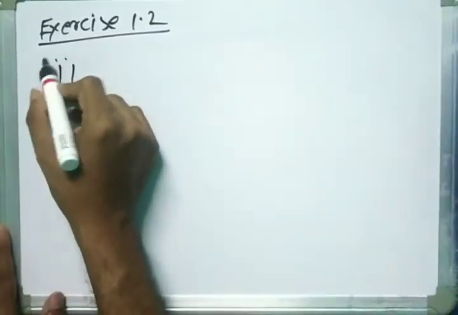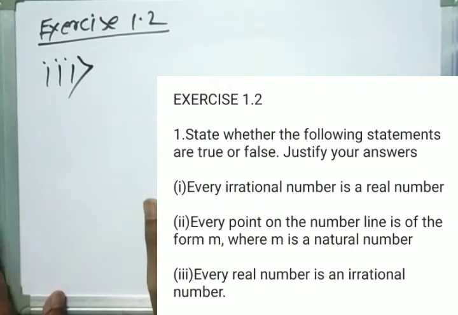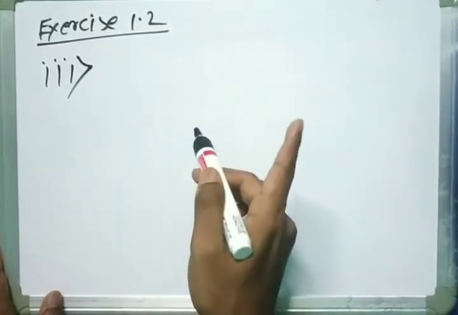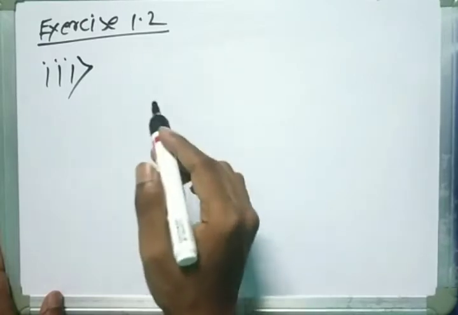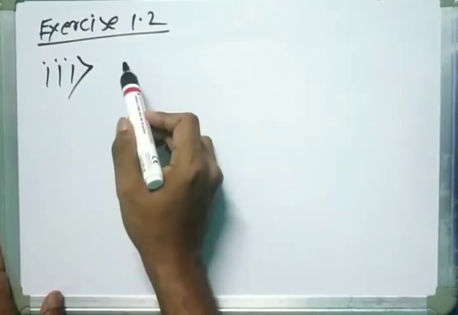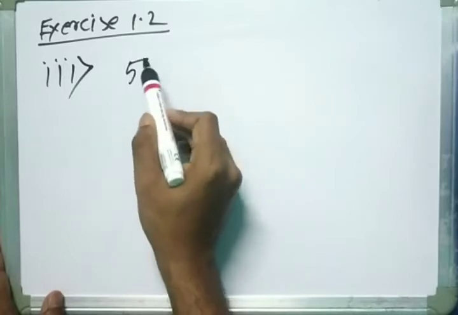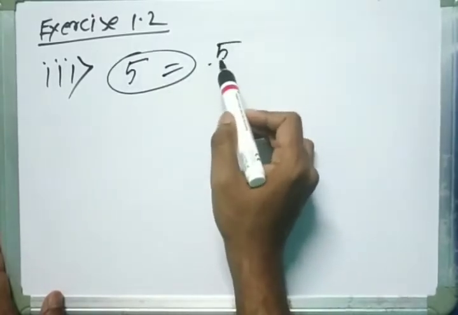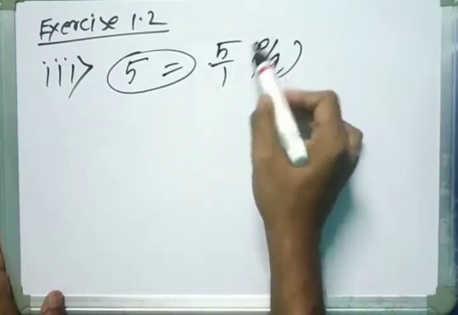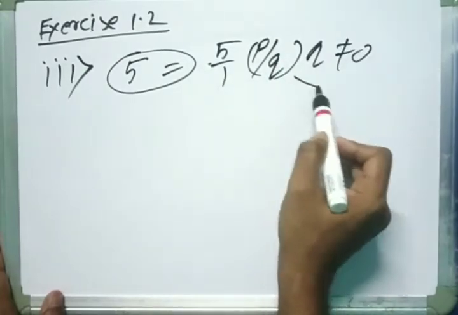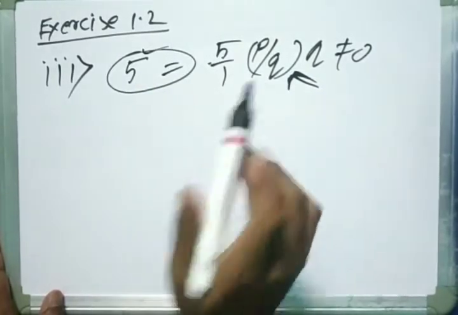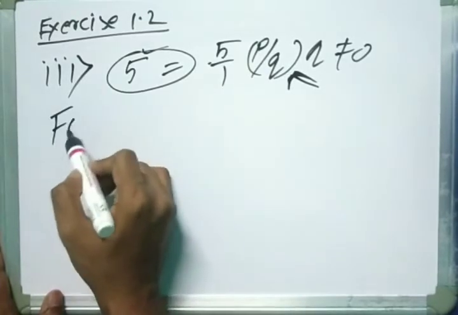Third, every real number is an irrational number. Every real number means a set of rational plus irrational numbers. Now, is every real number an irrational number? No. Take example 5. This is not irrational. That 5, we can write as 5 by 1, p by q, and q not equal to 0. So this is the definition of a rational number. So 5 is a real number, but it is rational. So this statement is false.